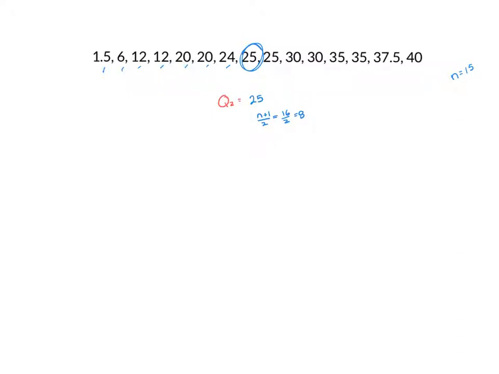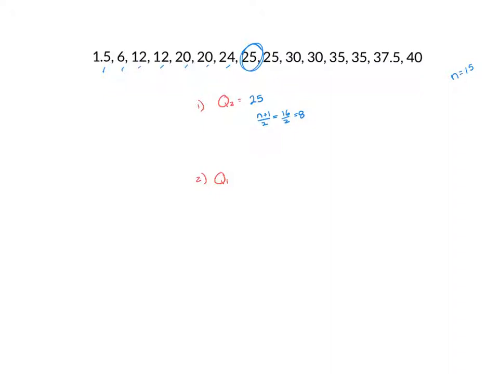Once I've found my median, or Q2, the next step is to find my other quartiles. So Q2 is step 1. Step 2 will be finding Q1. Q1 is the 25th percentile. In reality, all this does is find us the median of the bottom half.